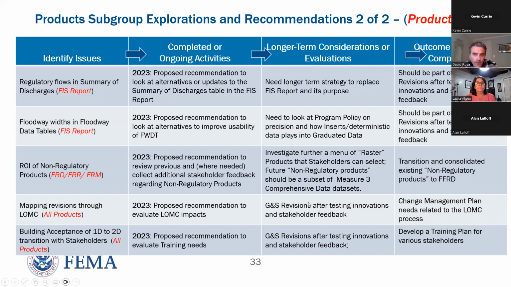Again, a lot of their outcomes or paths focused on trying to rethink the way that we produce firms. What do we require to be shown in firms? What should we or could we require or not require in an FIS report? What's helpful in an FIS report? What could be even more helpful in an FIS report based on the more comprehensive data that 2D modeling tends to produce?